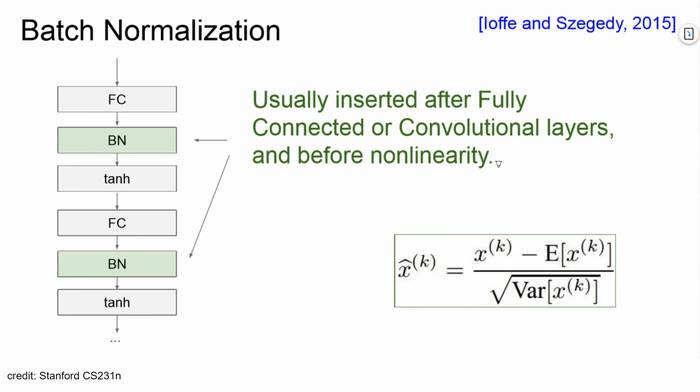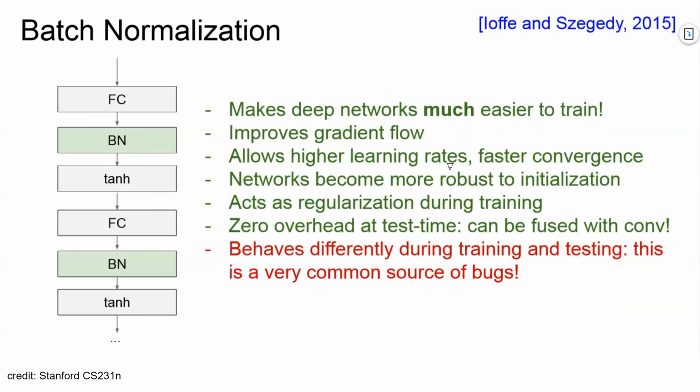And this is also another recap. We usually insert batch norm after fully connected or convolutional layers and before nonlinearity. This is common practice. And batch normalization makes deep neural networks much easier to train because it improves the gradient flow and allows higher learning rate, which results in faster convergence.